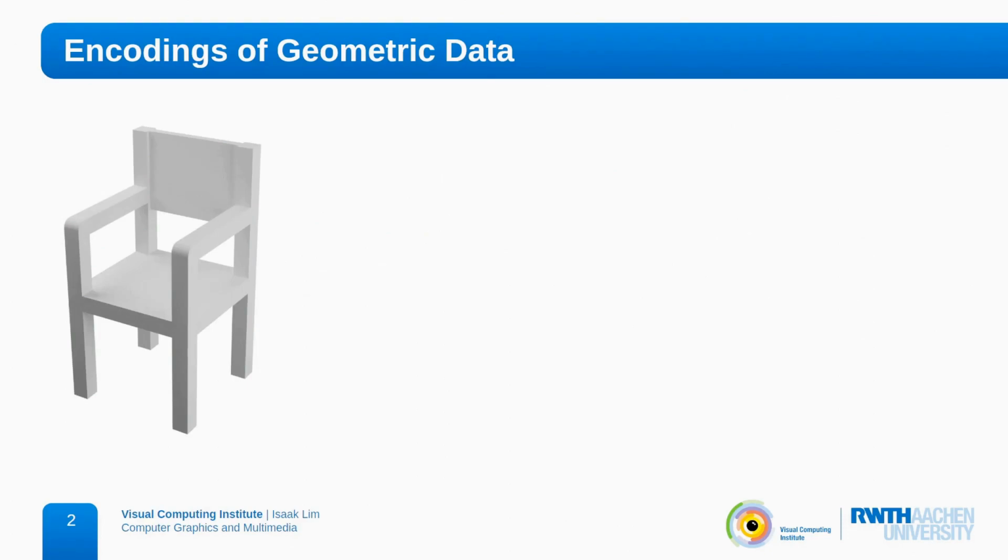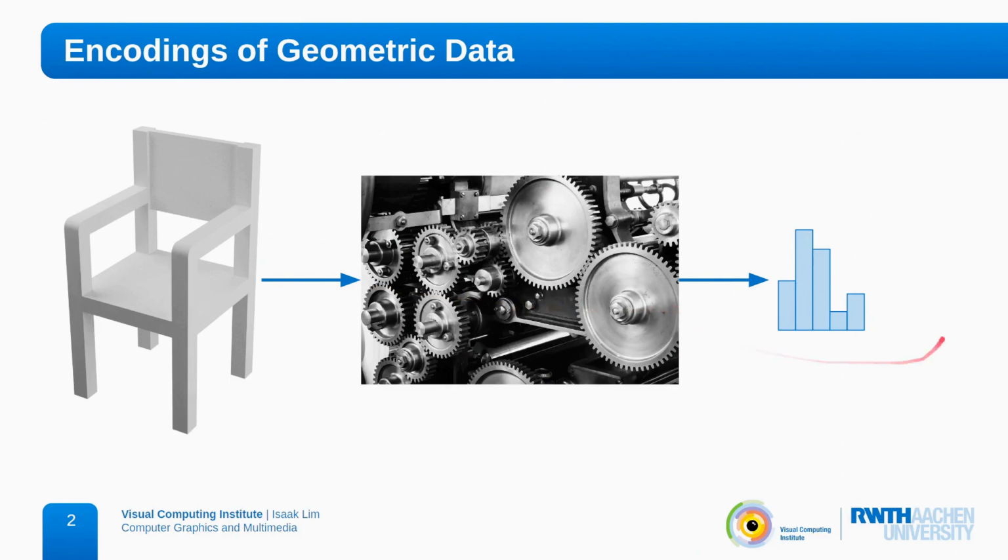So let's consider this 3D shape shown on the left here. Now, if we want to analyze this shape, then this requires us to extract information about this shape in order to solve a certain task. For example, this could be a classification task shown here. So what we would like to have is some sort of machinery that takes as input such a shape and then is able to output a categorical distribution.